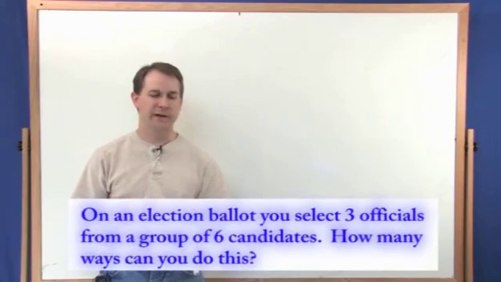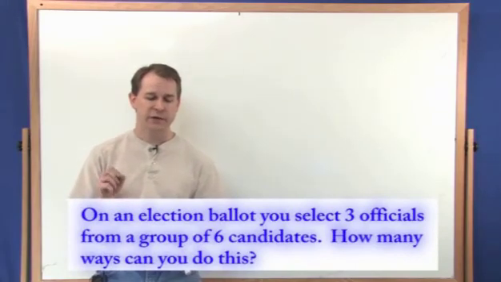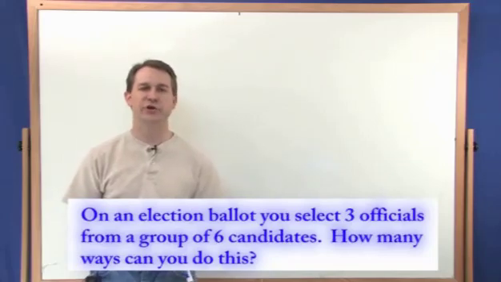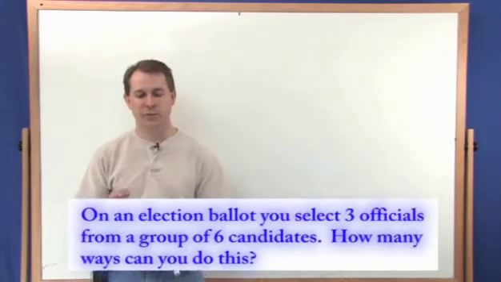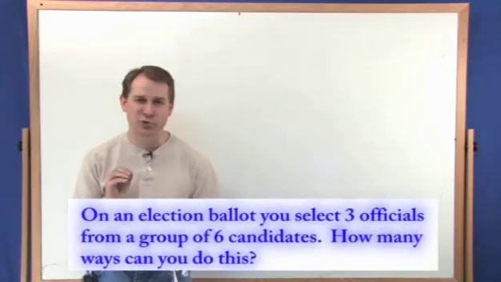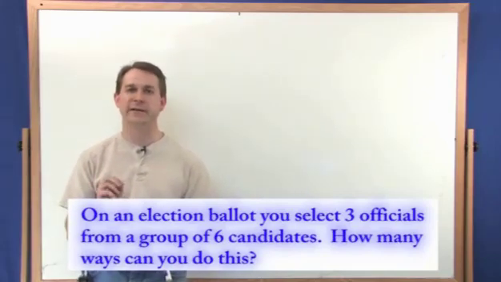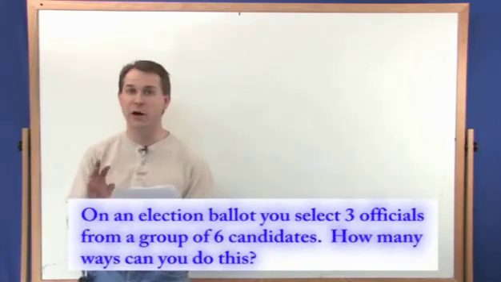Okay, the first problem says: on an election ballot, you select 3 officials from a group of 6 candidates. How many ways can you do this? So when you first read these problems, it's crucial that you really figure out: is it a problem in permutations or is it a problem in combinations?